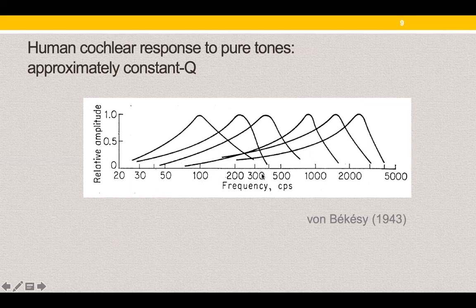The scale here is log. It's after taking logarithm. So this is the first clear experimental evidence that human hearing is log linear. Human frequency perception is log linear. Any question? We have a question here.